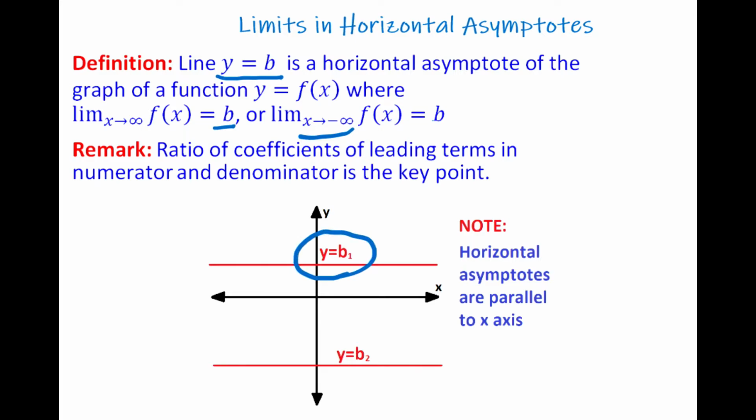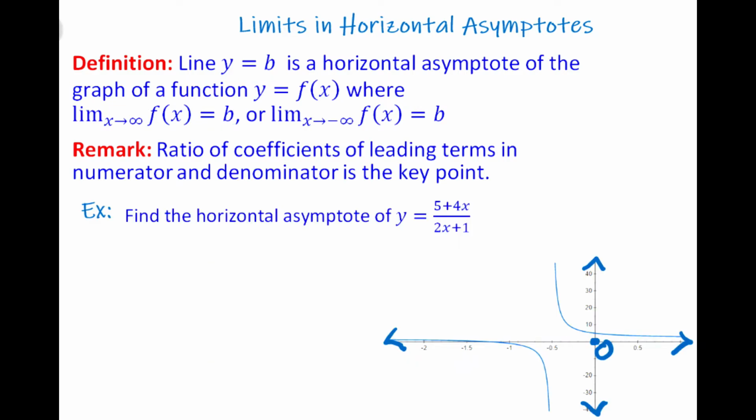For example, y can be equal to b1 or y can be equal to b2. Those are different lines, but they have to be parallel to the x-axis. So we can say that horizontal asymptotes are parallel to the x-axis, as we see in this graph. And let's take a look at examples to understand the topic better.